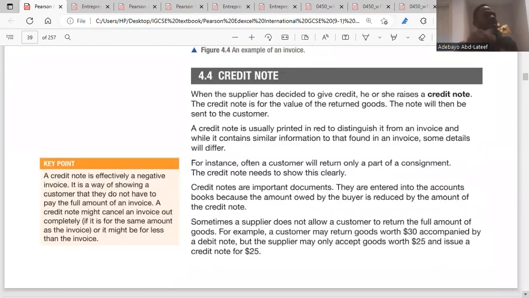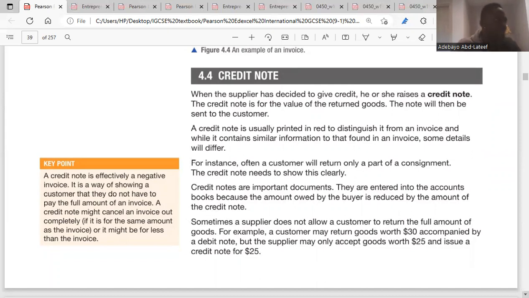So sometimes we have to return some goods that we bought from our suppliers, our credit suppliers. If we have to return these goods, as a buyer, you need to issue a debit note, requesting the supplier to take a certain amount of money away from the money you are owing the supplier.